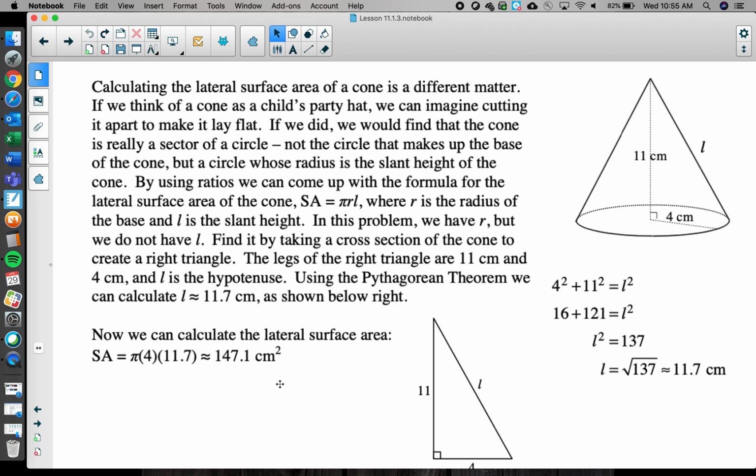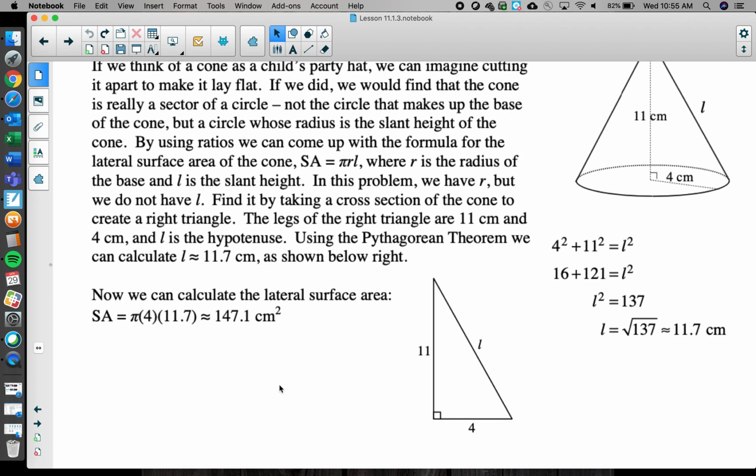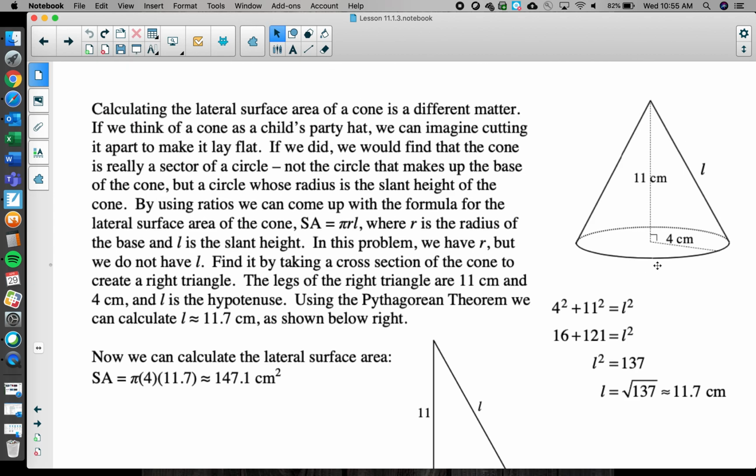The only thing that I would like you to add in that this book does not do, and it does not show it, is that technically this is sitting kind of on a circular base. I'd like you to find the area of that circular base as well and add it to the cone portion. So there's really two parts to surface area. There's the lateral area, which is the cone part, and then there's the circular base on the bottom, which is, again, remember, just pi times the radius squared.